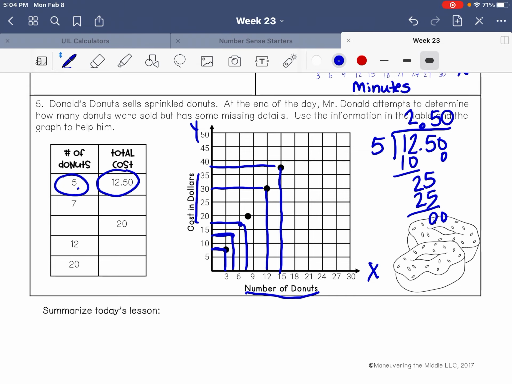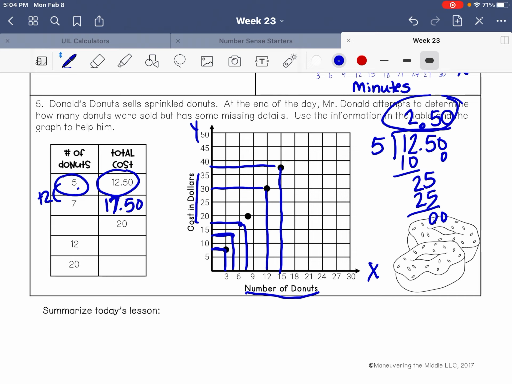So if it's $2.50 a donut, how much is 7 donuts? Oh, well, it's $5 more than it would be for 5 donuts. How did I do that in my head so fast, you wonder? Well, I thought about 2 times $2.50 would be $5. And that 7 is 2 more than 5. So this would be $17.50.